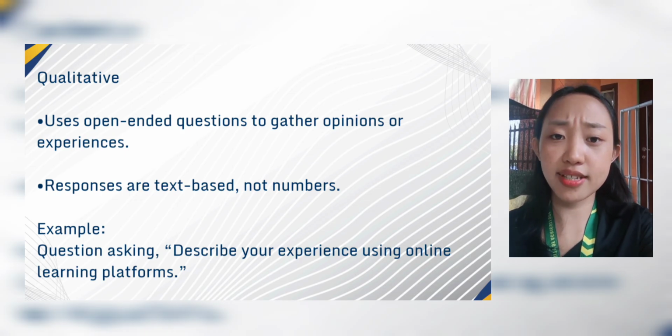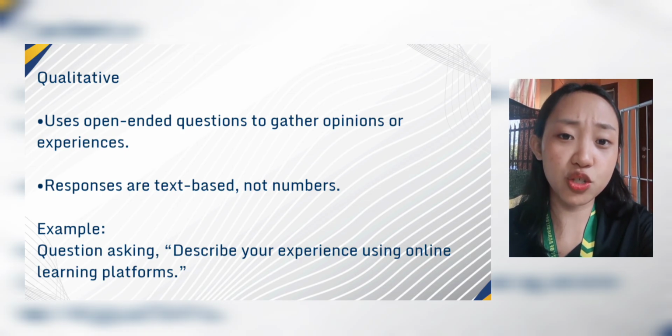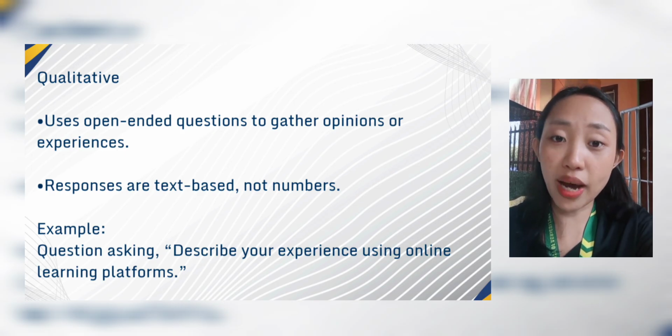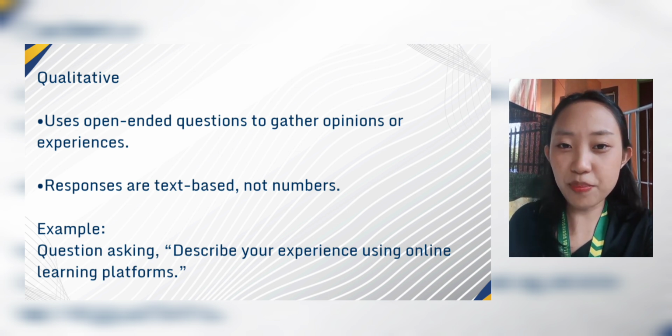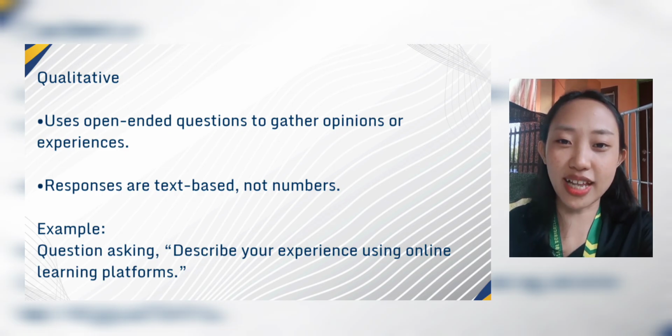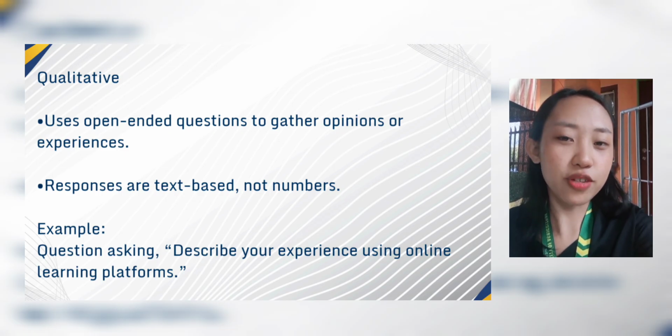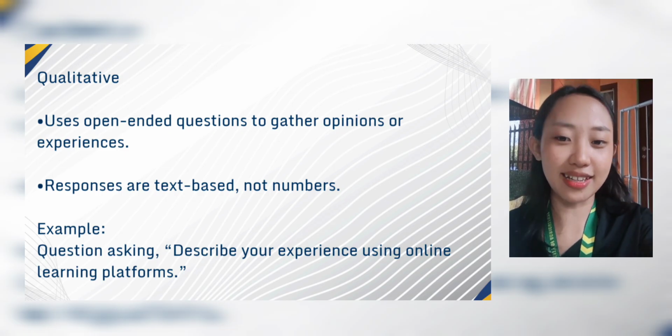The common mistakes include asking too many confusing questions, using biased wording, or forgetting to pilot test your questionnaire before sending it out. Now raise your hand if you've answered a Google Form survey. That's an example of a quantitative data collection. Let's go for slide 8, document analysis.